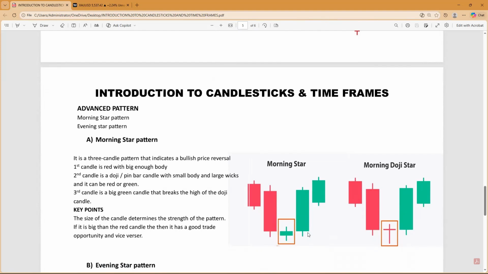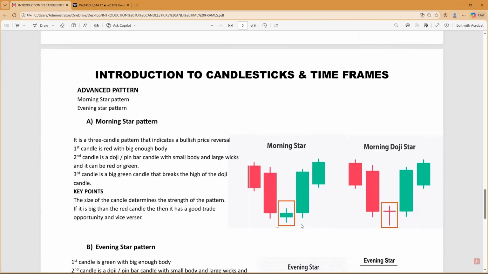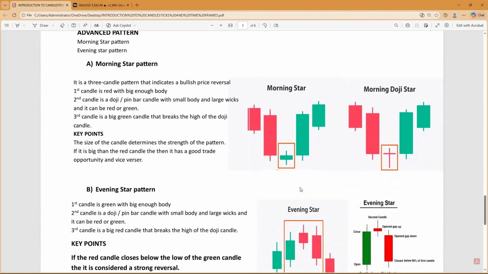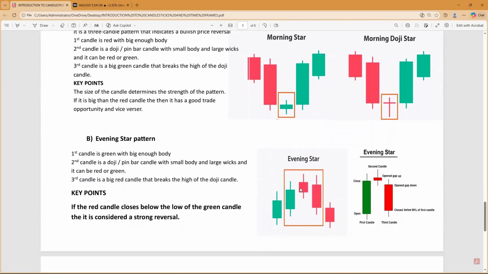Okay, or also a small candle out here. Here is the doji, the morning doji star, and this one is just the normal morning star. So if this one engulfs the red candle, it shows that the movement is strong. Okay? If it doesn't also engulf the red one, it shows that the movement is not that strong. Okay? Yeah, don't get too much into that. I just want you to understand the pattern.